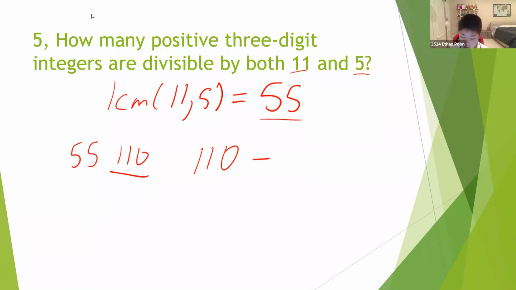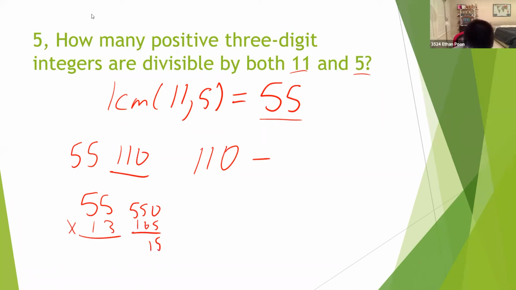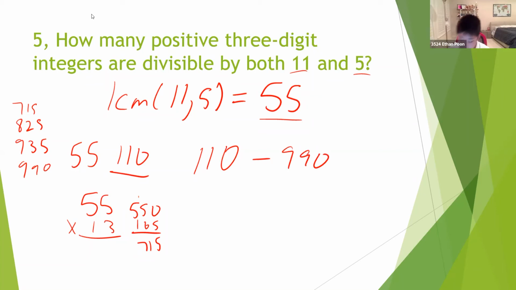So we have 110 as a lower range, I guess. And now we're trying to find the maximum. Just going to test a few multiples of 55. 550, 605, 660, 715, 770, 825, 935, and then 990, which is 55 times 18, I think. So we have 990 as our largest number.